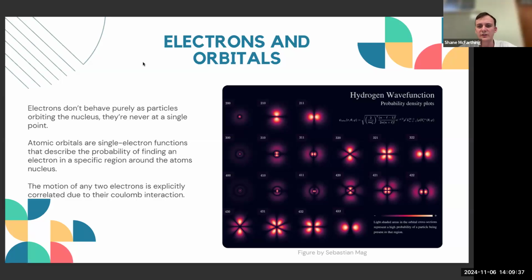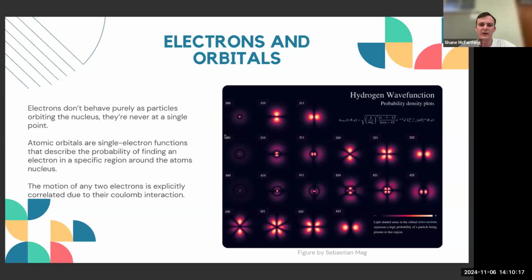These are single electron functions, and they describe the probability of finding an electron in a specific region around the nucleus. This illustration of some atomic orbitals shows the probability distribution of finding electrons in specific regions around the nucleus for given states, where the lighter shaded areas or the brighter areas have a higher probability of finding electrons in them. It's an important consideration that we have these orbital functions, and they break up the space around the nucleus and also define the probability of finding an electron in that specific region of space.